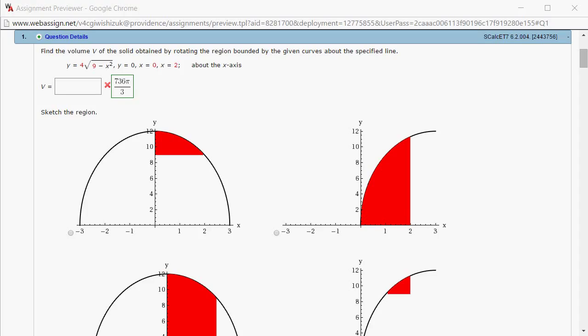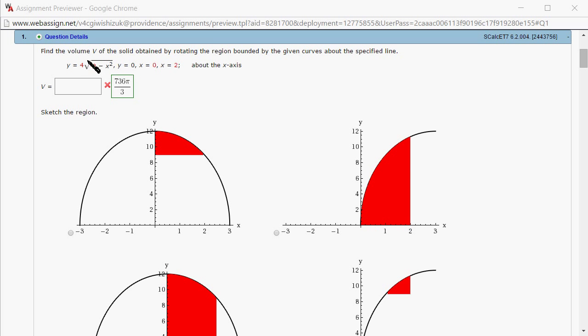Alright, let's look at homework 6.2, problem number 1. We want to find the volume V of the solid obtained by rotating the region bounded by these curves. If you look at this one, this is 4 square root of 9 minus x squared.